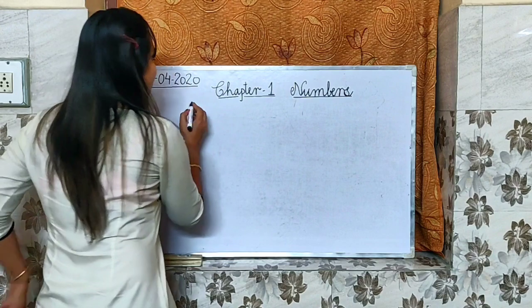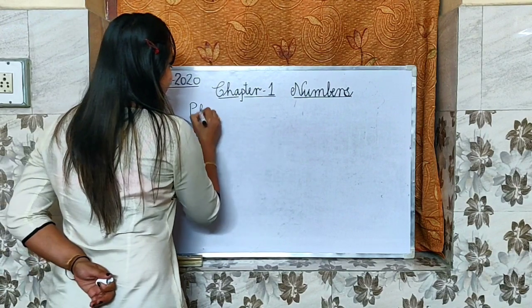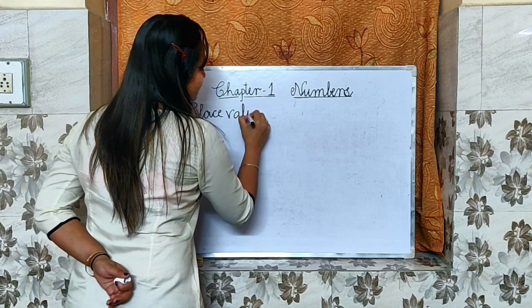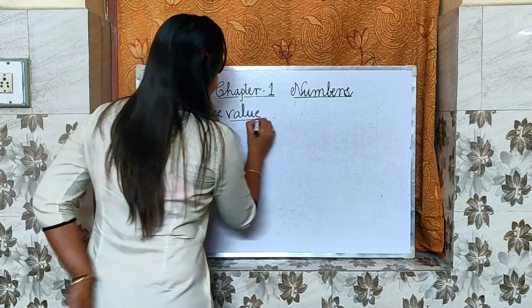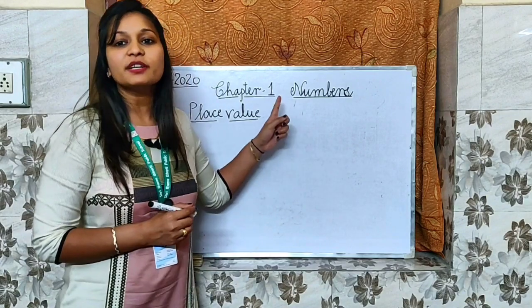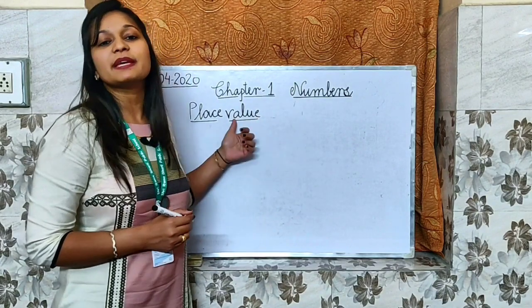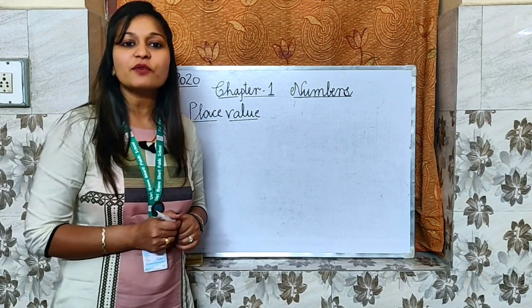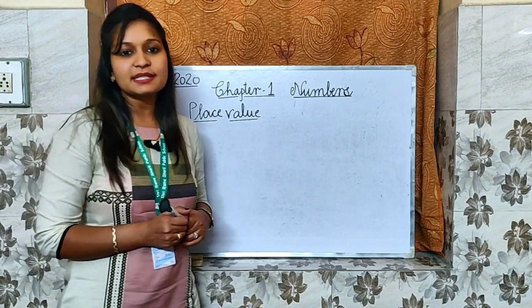So we will be starting our first topic of chapter 1, numbers, that is place value. So what is the place value? You all know what is the place value. Place value is the value of a digit on whichever place it lies. I am repeating, place value is the value of a digit on whichever place it lies.